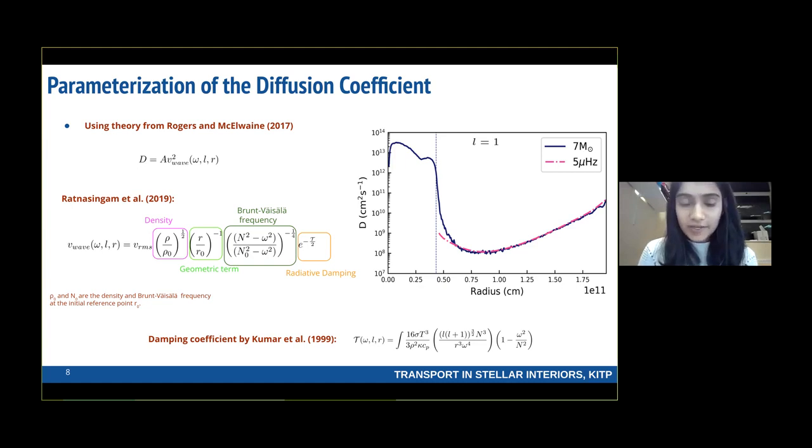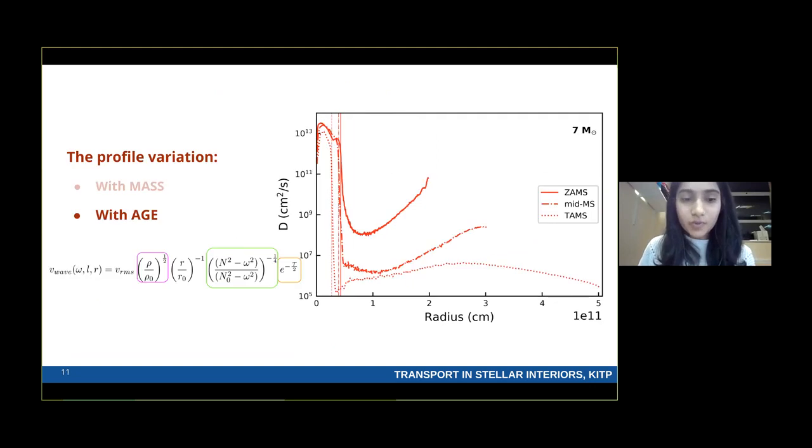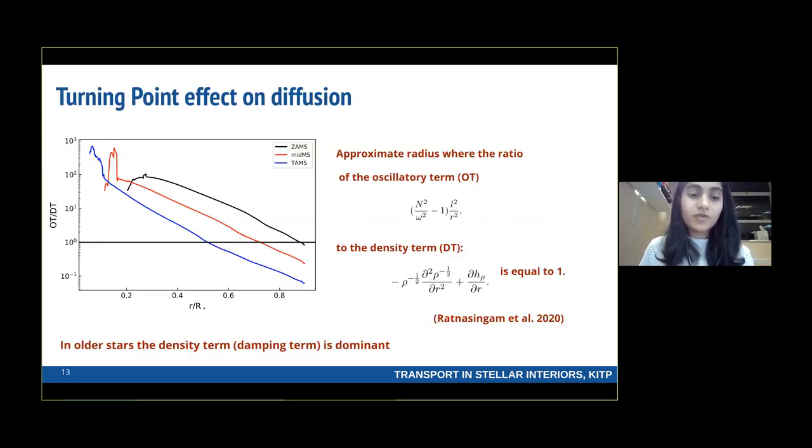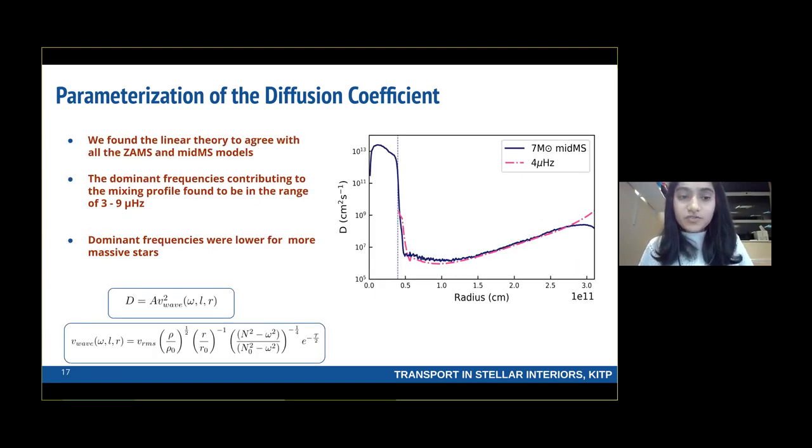So about the coefficient A, it was speculated to be equal to 1 by the studies from Rogers and McElwain, and it is assumed to be dependent on the rotation or thermal diffusivities. And about the dominant frequencies, we found the dominant frequencies to be in the range of 3 to 9. These are the range of frequencies that are high enough to escape the thermal damping, but low enough to be generated with sufficient amplitude.